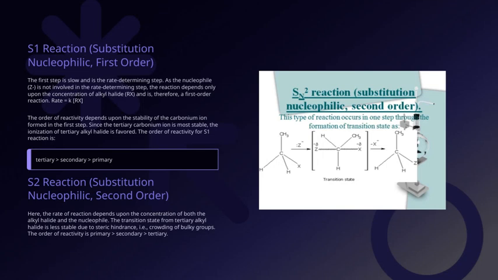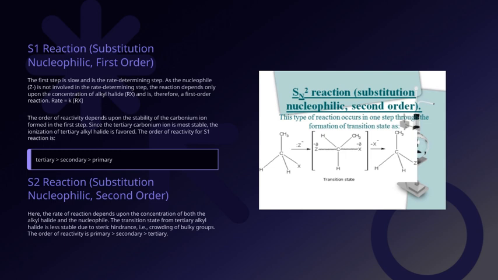Here, the rate of reaction depends on the concentration of both the alkyl halide and the nucleophile. Now, when we look at the transition state from a tertiary alkyl halide, it's actually less stable because of steric hindrance, meaning the bulky groups crowd each other, making the transition state less favorable. That's why the reactivity order for SN2 reactions is primary greater than secondary, which is greater than tertiary. But for SN1 reactions, the order flips. Tertiary is more reactive than secondary, which is more reactive than primary.